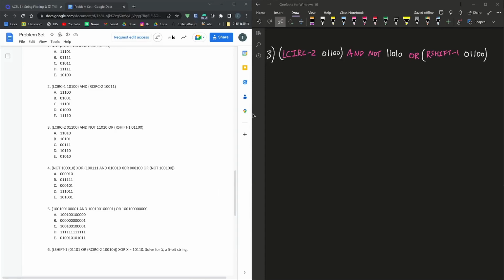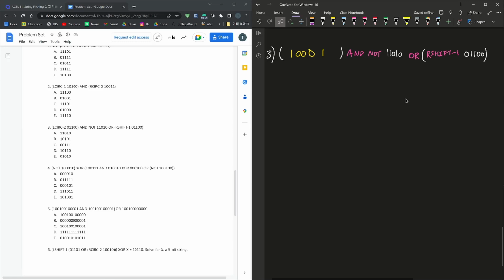Okay, problem number 3. We start with what's inside the parentheses again. So we have L circulate, left circulate 2 of 01100. By this point, we just know that 01100. We take the 2 digits from the left and move them to the right. Okay, we will replace this part with our output. Okay, another set of parentheses.